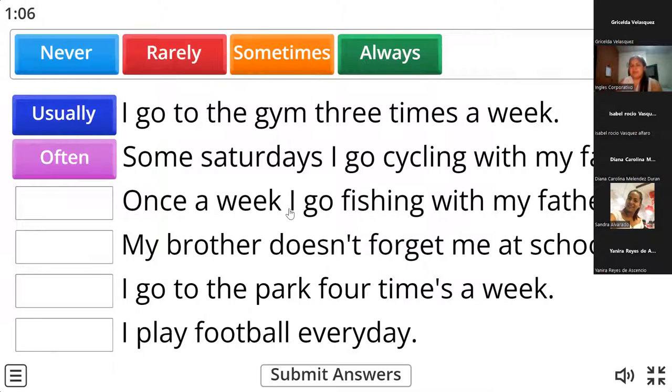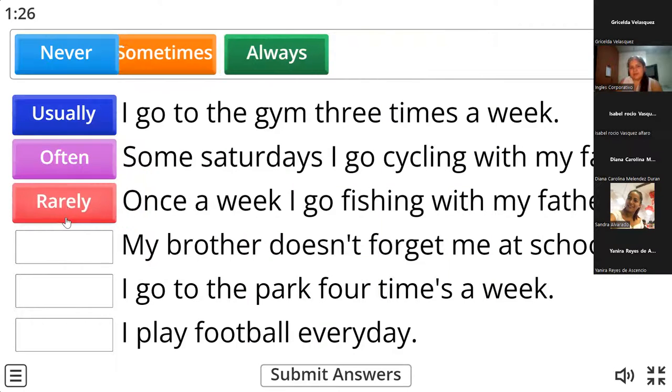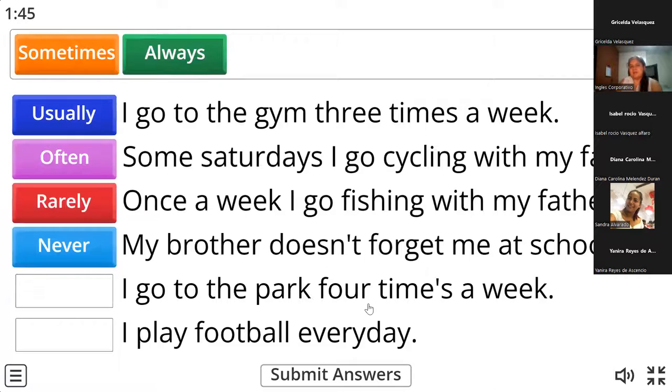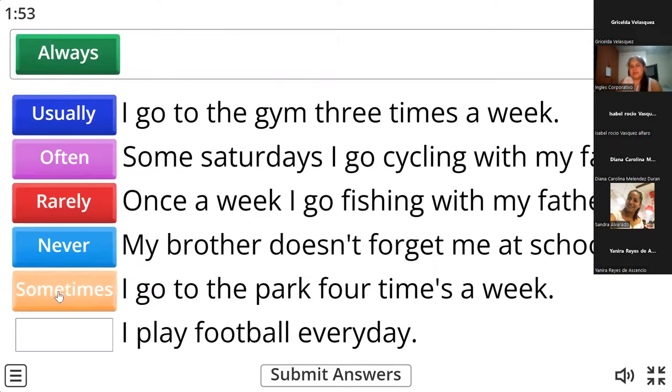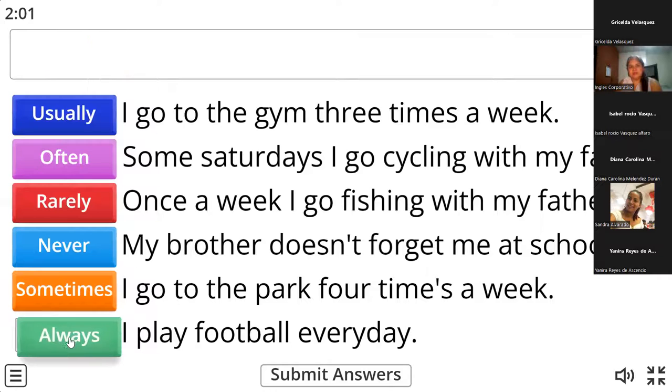Manuel, number three. Once a week, I go fishing with my father. Rarely, you said? Okay, we're going to see. My brother doesn't forget me at school. Never. Okay, I go to the park 4 times a week. Sometimes. And I play football every day. Always.